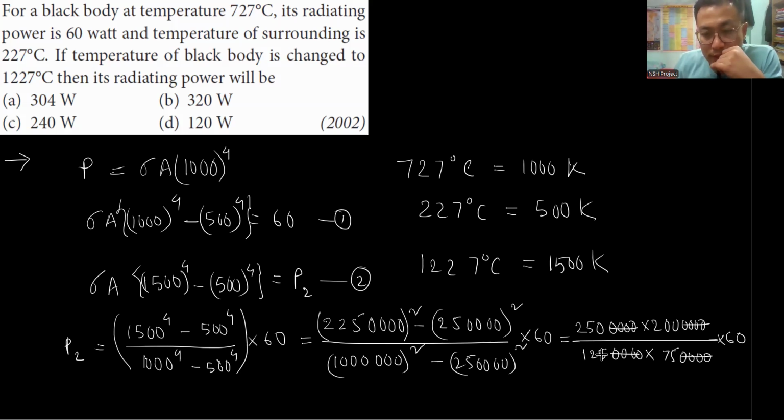125 into 2 is 250, 25 into 3 is 75, 25 into 8 is 200, so 3, 60 divided by 20, 20 into 20 is 400, 8 into 4 is 32, so 320 watt. So this is equal to 320 watt.